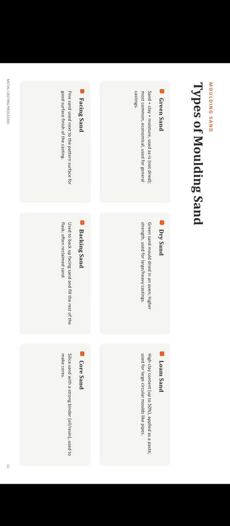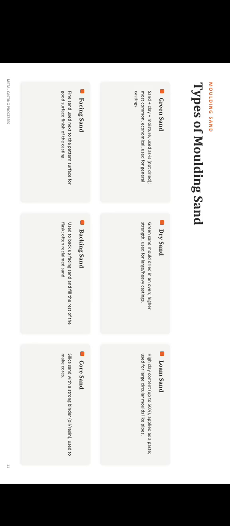Types of molding sand: green sand, dry sand, loam sand, facing sand, backing sand, core sand. Green sand: sand plus clay plus moisture, not dried, most common, economical, used for general casting.